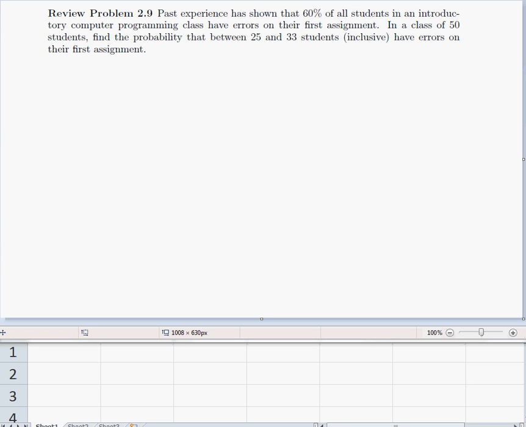We now look at a problem that involves the normal approximation of a binomial distribution. In this problem, we have 50 trials, 50 students, and the probability of "success," quote unquote, of making a mistake is actually 60%. The question is finding the probability that between 25 and 33 students inclusive have errors on their first assignment. So I'm looking for the probability of getting a count that's between 25 and 33.